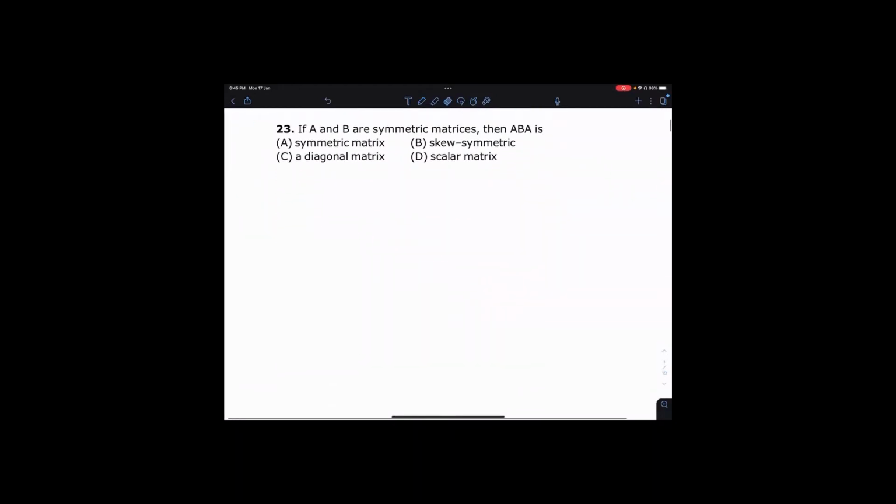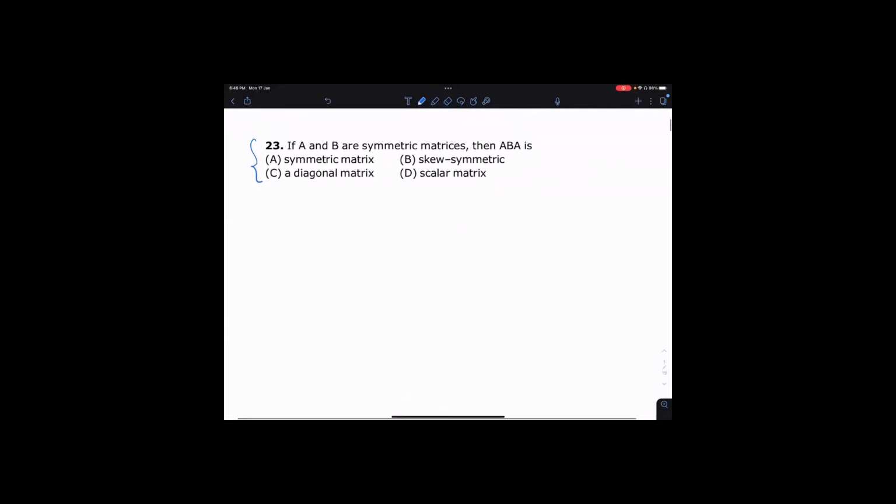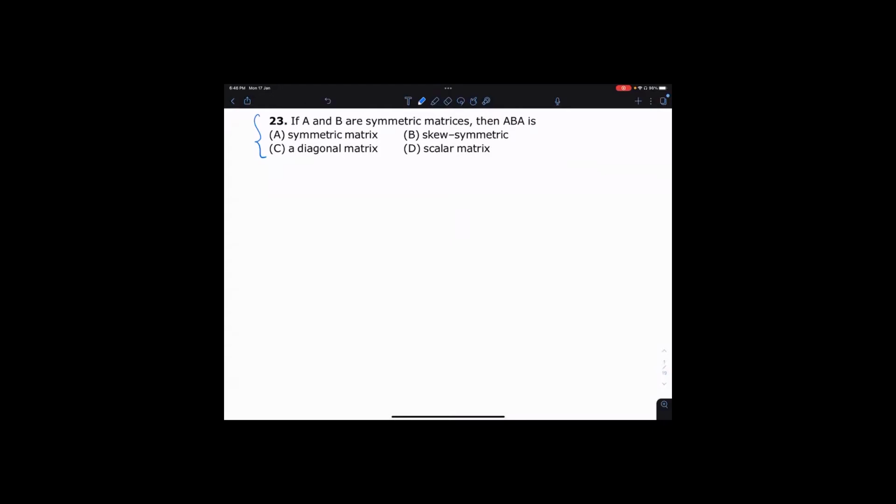Next. In matrix, you will see that there is something called symmetric matrix and skew symmetric matrix. Before coming to the question, let me just give similar types of questions and how to solve them. I'll give the idea. A symmetric matrix is a matrix whose transpose is the matrix itself. If A transpose is A, then it is a symmetric matrix. If A transpose is minus A, then it is skew symmetric.